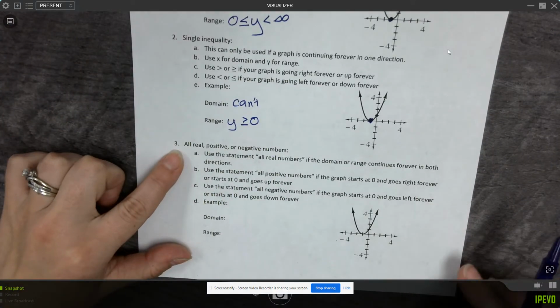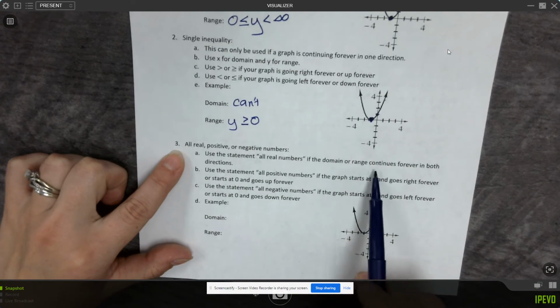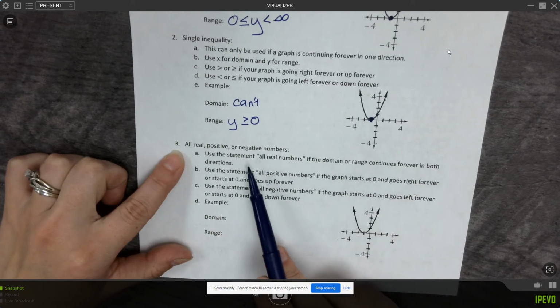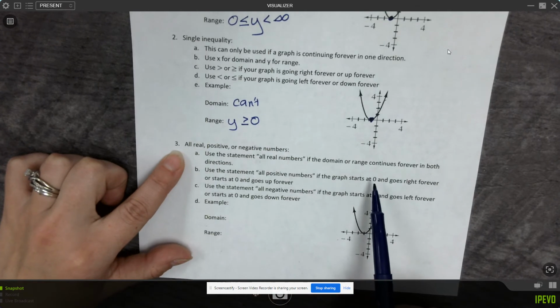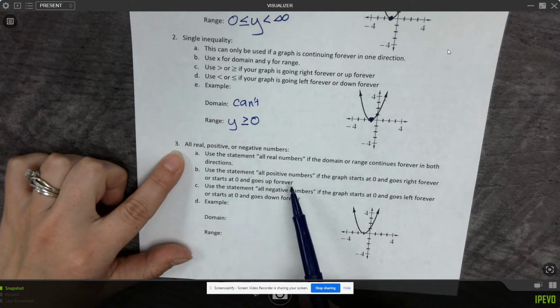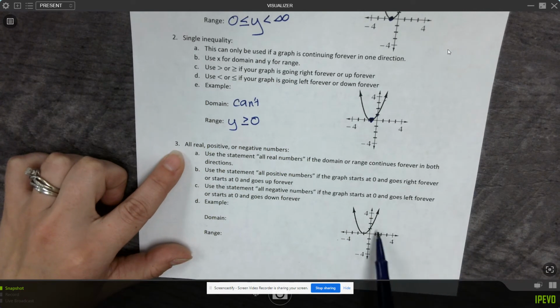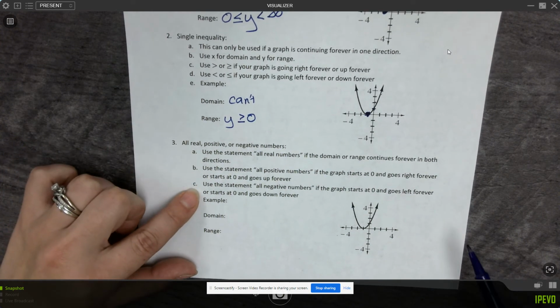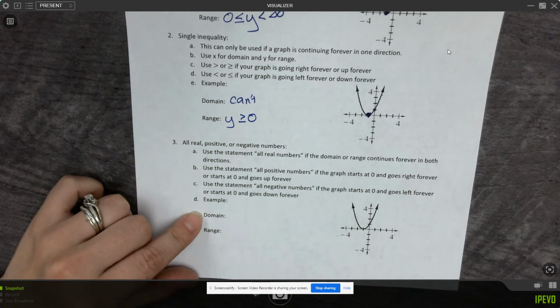All right, sometimes we can use the statement all real numbers. That can be used if your domain or range continues forever in both directions. All positive numbers is if your graph starts at 0 and goes to the right forever, or starts at 0 and goes up forever. Because if I'm starting at 0 and going to the right forever, I'm on all the positives. Or if I'm starting at 0 and going up forever, I'm at all the positives on my y-axis. And similar, but for all negatives, is if I'm starting at 0 and going to the left, or starting at 0 and going down.